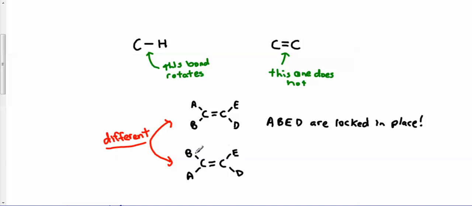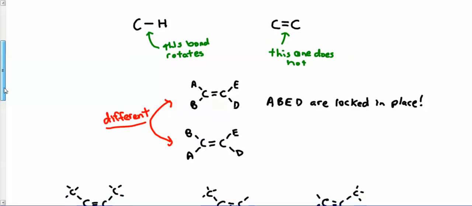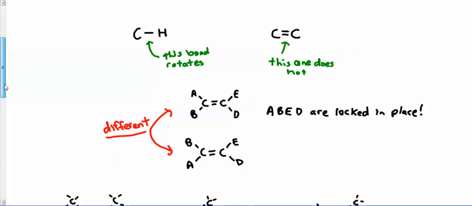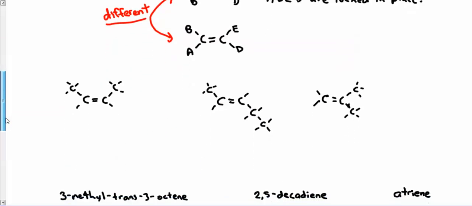But if I was to switch the positions of A and B, so now it's B A here, B is across from E and A is across from D, these guys are different. They would have different physical properties, possibly different chemical properties, and therefore we need to name them differently. So let's take a look at a couple of examples.